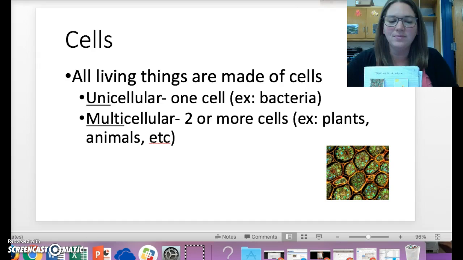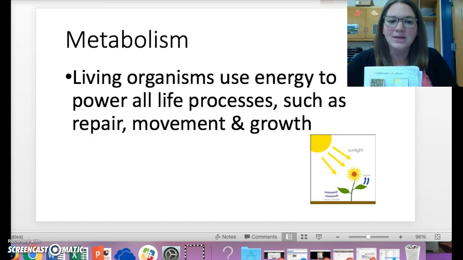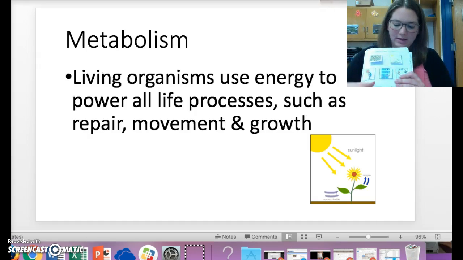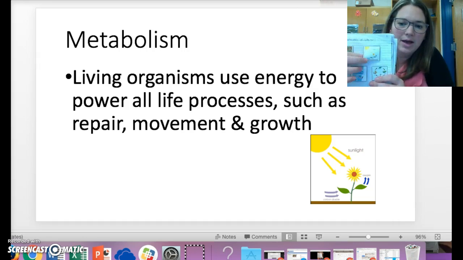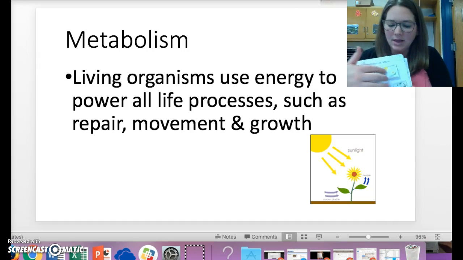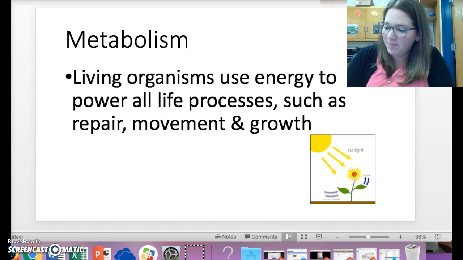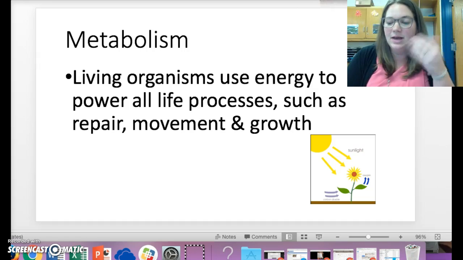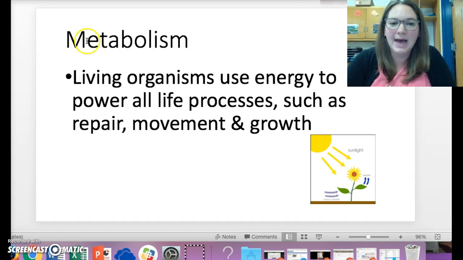All right, the next one is going to be metabolism. Okay, so that's this little picture here, and it's got a sun and a plant, and it says sunlight, and the sunlight is helping that plant take in CO2, which is going to help the plant grow, and then it's going to release oxygen. So this characteristic is called metabolism.